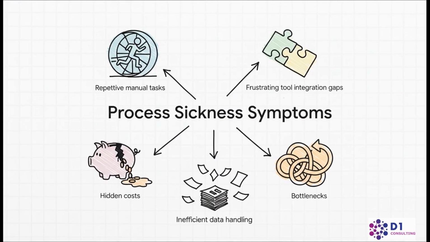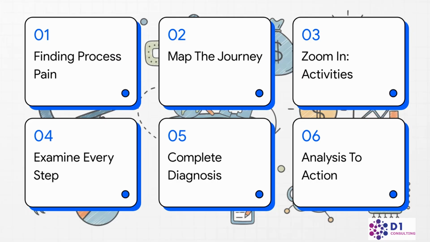Those repetitive, manual tasks that make you feel like you're living in Groundhog Day? Or how about those different software tools that just will not talk to each other no matter what you do? These are the classic symptoms of what you could call process sickness. It's all those frustrating bottlenecks and hidden costs that just drag everybody down. But hey, don't worry because we have a plan. A diagnostic plan to be exact.